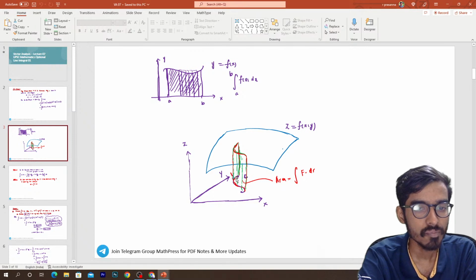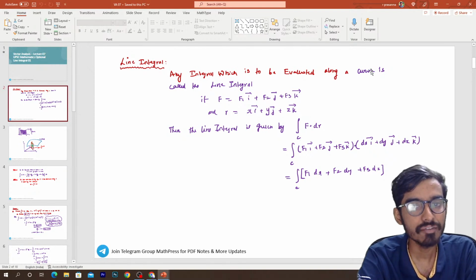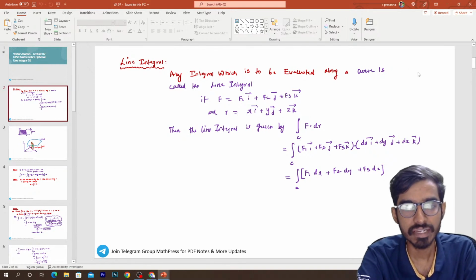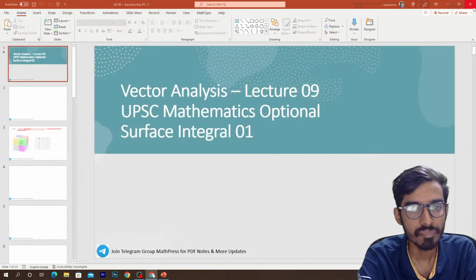Instead of this curve, which is 1D, we're going to evaluate the integral over a surface now. Instead of a curve, they will give a surface. That is the only difference. Any integral which is to be evaluated along a curve is called a line integral. Any integral which is to be evaluated along a surface is called a surface integral, right? So we're going to define what is meant by surface integral first.